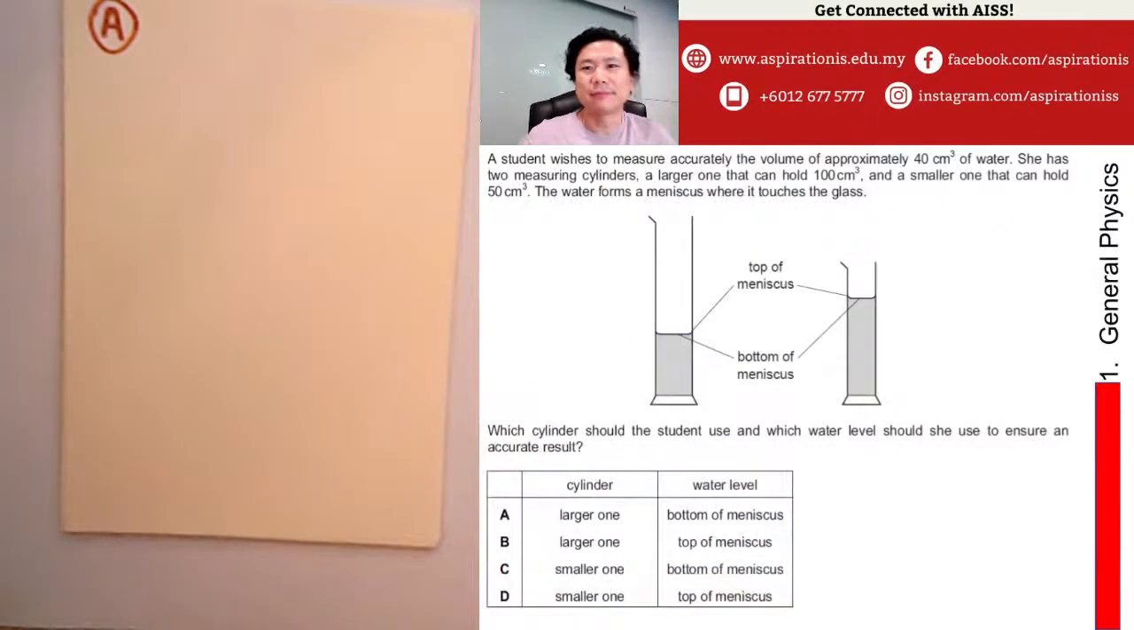I think the column on the right shouldn't be a problem. I think all of you know the water level. But what about the measuring cylinder that you should use? Can I see some answers?